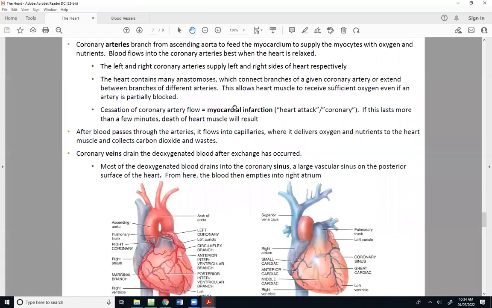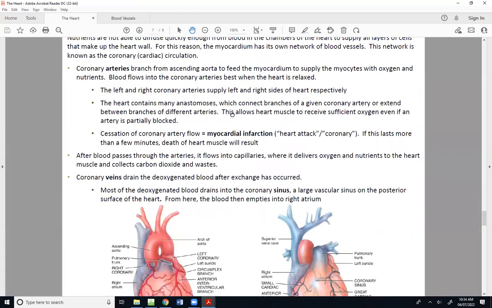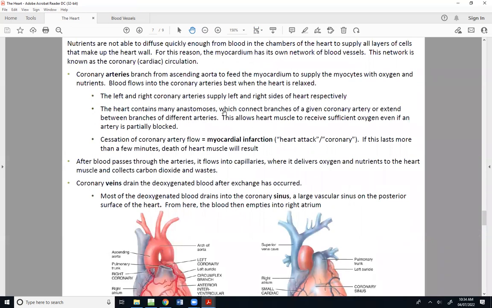Those are the very first two branches, and they're going to feed the myocardium and supply the myocytes or muscle fibers with oxygen and nutrients. And blood flows into these coronary arteries best when our heart is relaxed, because when it's contracting, the force and the speed at which the blood's flowing is just really tremendous. Now the heart will contain many what we call anastomoses, which is where you see connections between branches of the coronary arteries.